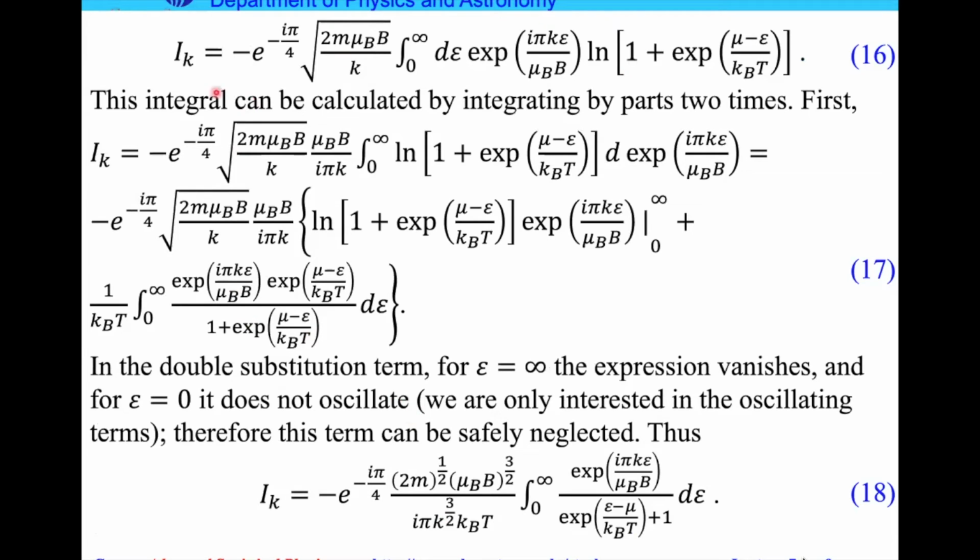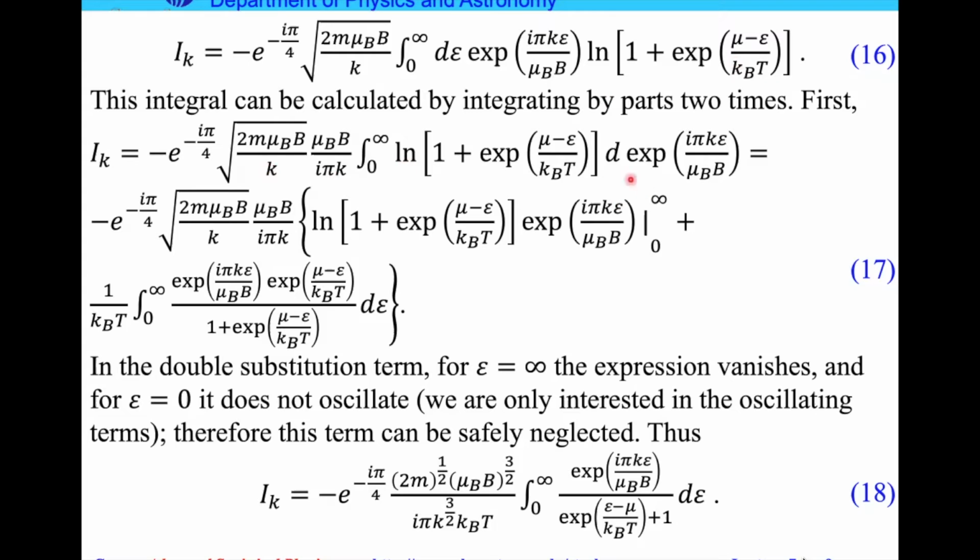So this value of IK, this is the phase that came from the Poisson integral. This is the value that came from Poisson integral. This is the rest of it. Now this integral can actually be calculated exactly, but we are only interested in the oscillating term. We are not interested in the smooth pedestal. Our goal is to find the oscillating contribution to all physical quantities that we will be using.